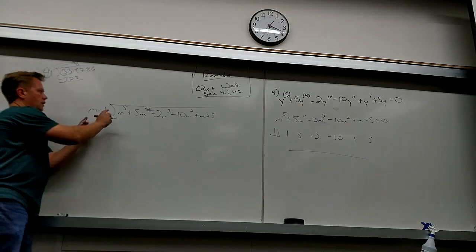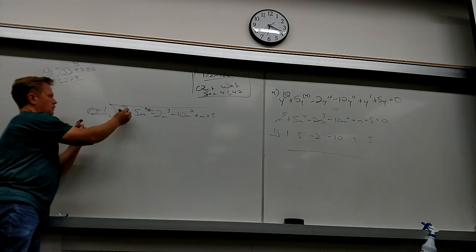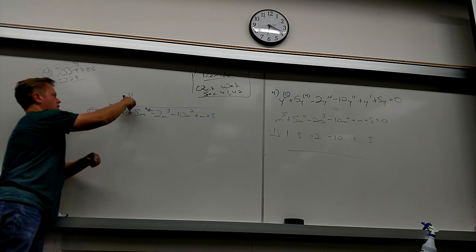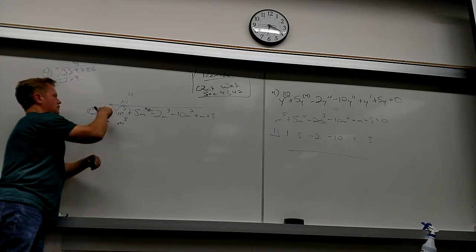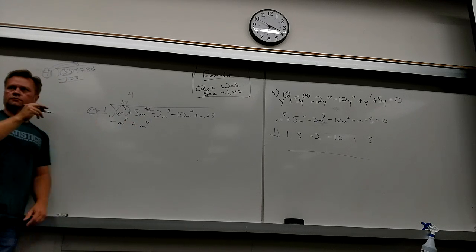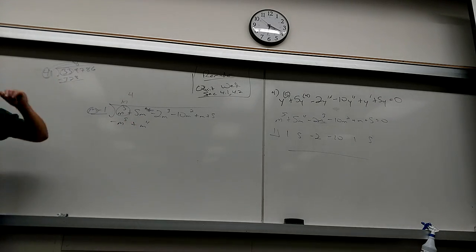All right, so I don't do that. I do m into m to the 5th, is m to the 4th. That times m is m to the 5th. That times negative 1 is negative m to the 4th. Change the signs. Just the same way we change the signs of that one.